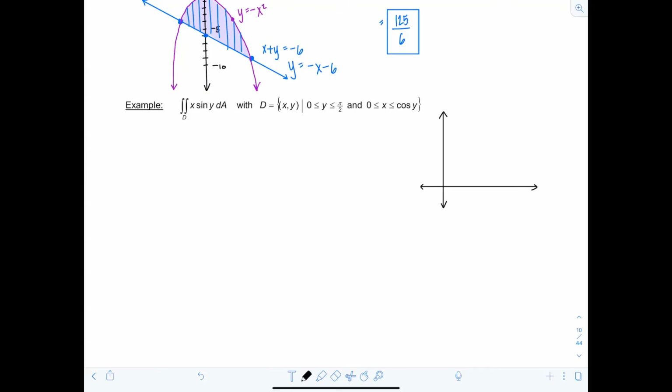So in this case, we have x is equal to cosine of y, and y is bounded between 0 and pi halves. So here's x, here's y. Y is bounded between 0 and pi halves, and x is equal to cosine of y. Okay, so when y is equal to 0, cosine is going to be equal to 1. And then if we move along where y is equal to pi halves, then cosine is equal to 0. So we have something like that. That's our region D.